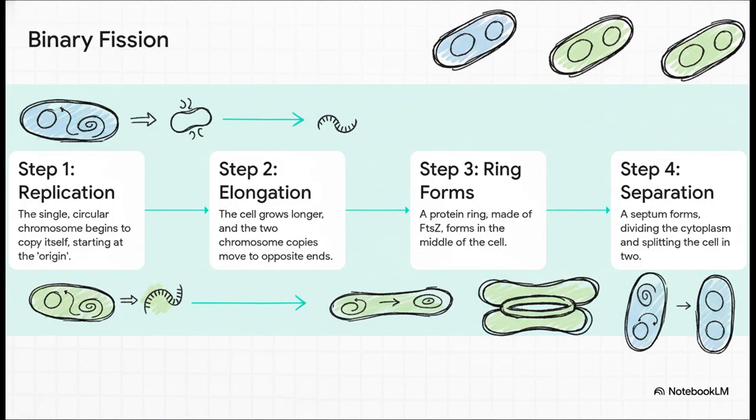And when you break it down, the process is so logical. First, the cell makes a copy of its DNA loop. While that's happening, the cell itself starts to get longer, stretching out and pulling those two copies of DNA to opposite ends. Then this special protein ring snaps into place right in the middle. This ring acts like a drawstring bag, pinching inward, building a new wall, and then pop, it splits the cell cleanly into two identical new bacteria.